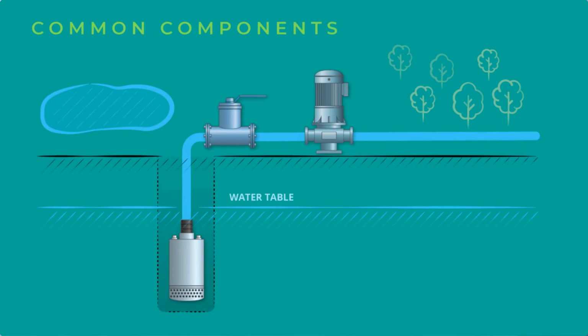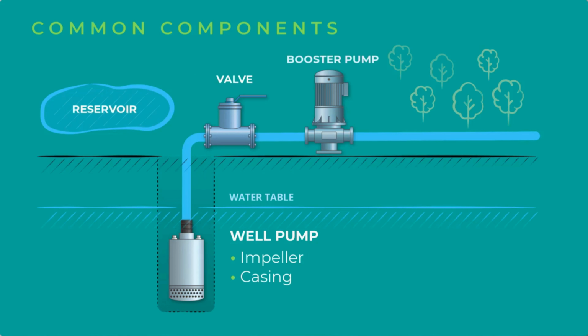To establish some common language, you may have a well pump with the motor either submerged at the bottom of the well or with the motor mounted on the surface and a shaft going down the well to the pump. The pump is made up of an impeller or impellers if it's multi-stage, and a casing, sometimes called the bowl. At the discharge of the well at the surface, most wells have a valve that can be used to control the flow, and you may or may not have some kind of storage or reservoir, and you may or may not have a booster pump or booster pumps.